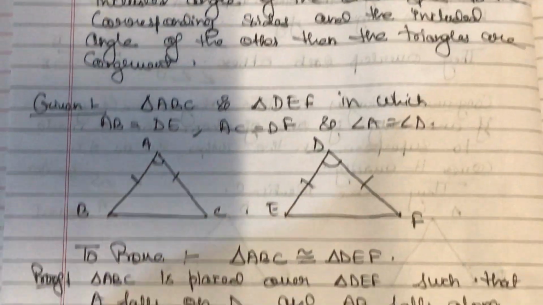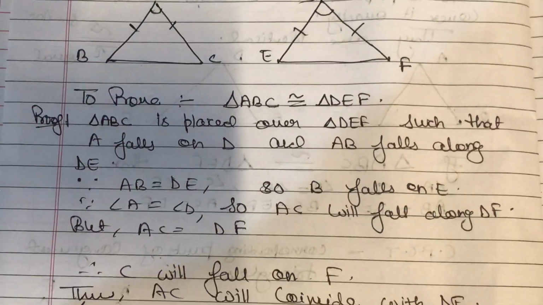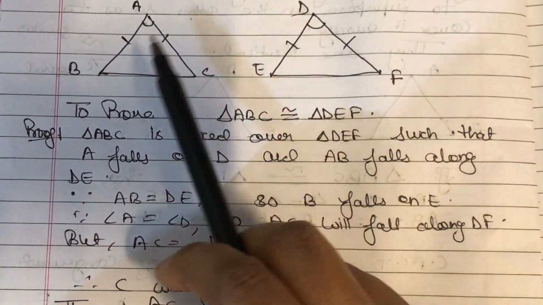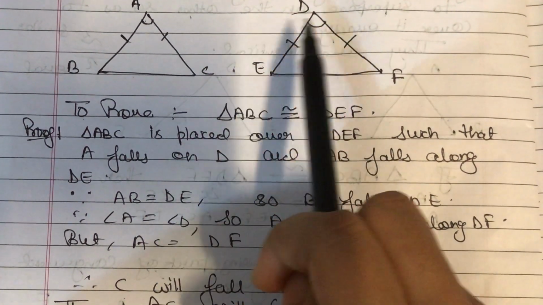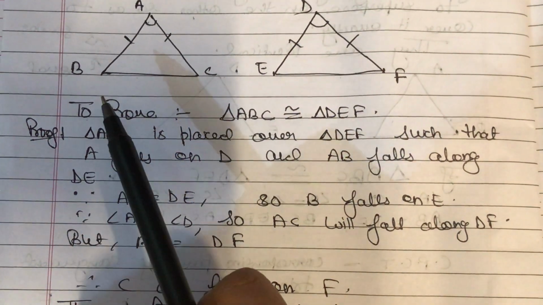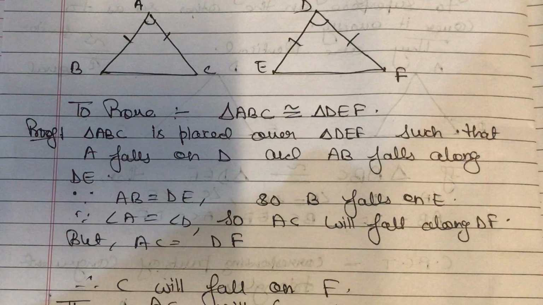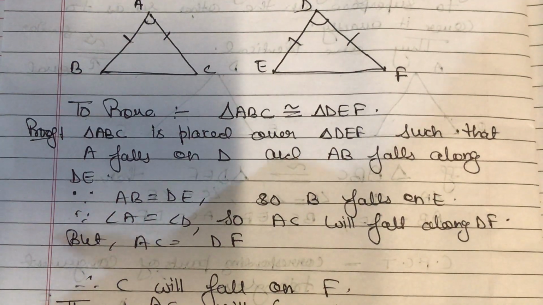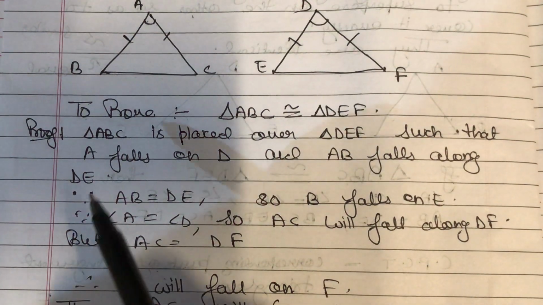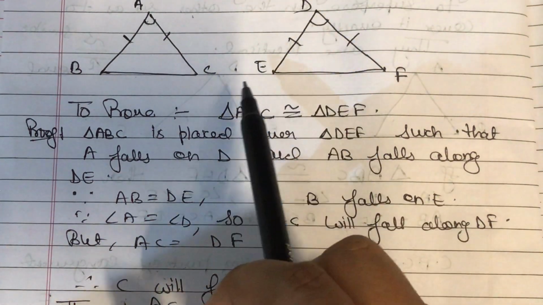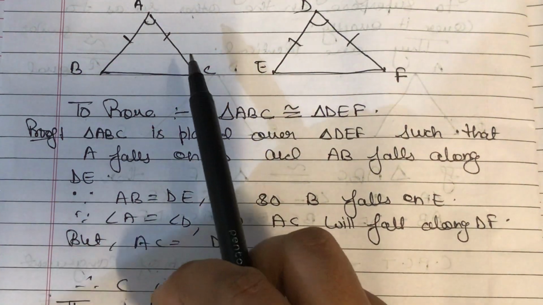Here I have to prove that triangle ABC is congruent to triangle DEF, where angle A equal to D is given, AB equal to DE is given, and AC is equal to DF is given. So how will I prove it? They are congruent, which means they will overlap each other. They are equal in area, right? So I have to prove that ABC and DEF overlap each other. That means they are congruent.